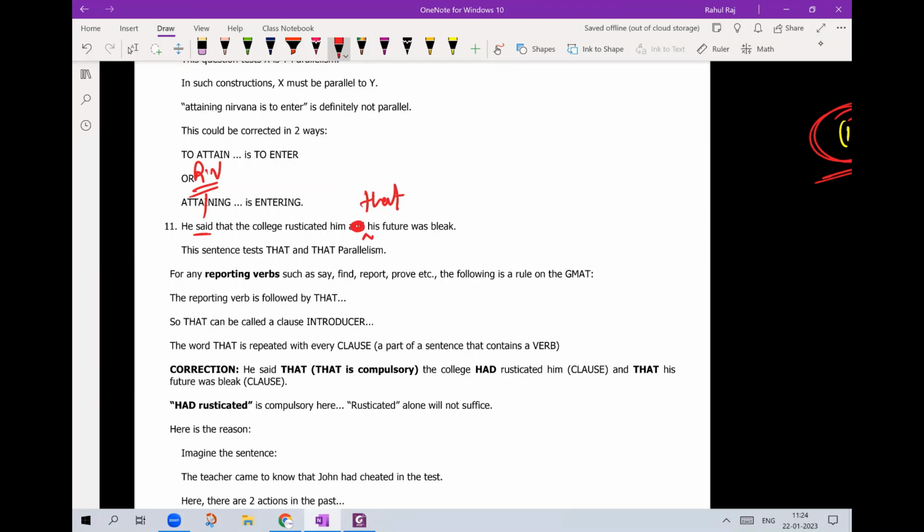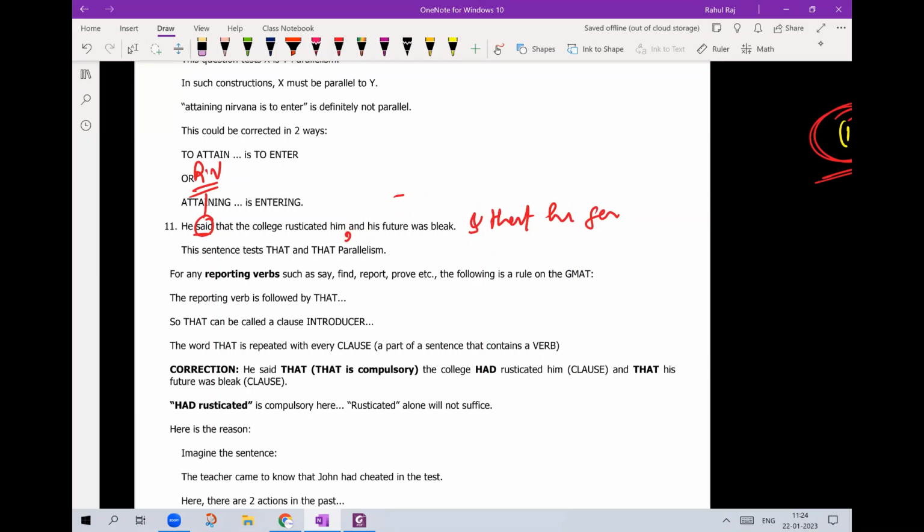Imagine I remove this "and" and then I put a comma. He said that the college had rusticated him, that his future was bleak, and that he was going to have a disaster time in his career. What disaster time? In fact, all the college dropouts are world famous guys. He may have a very fulfilling time in his career also. So I don't know whether he'll have a disaster time or a fulfilling time, but I'm trying to create a three-clause sentence over here. And all the clauses should start with that if the first that is followed by a reporting verb. So I'm telling you, consider said is a reporting verb. So when you say he said that the college rusticated him, comma, that his future was bleak, and that he was going to have a disaster or fulfilling time in his career, I hope it's very clear.